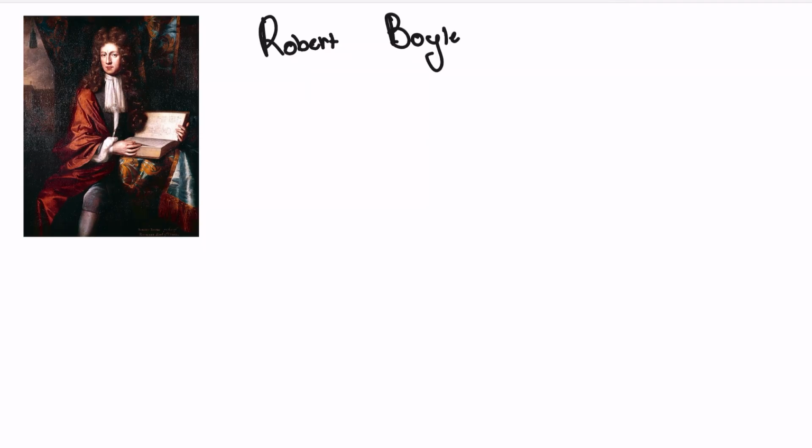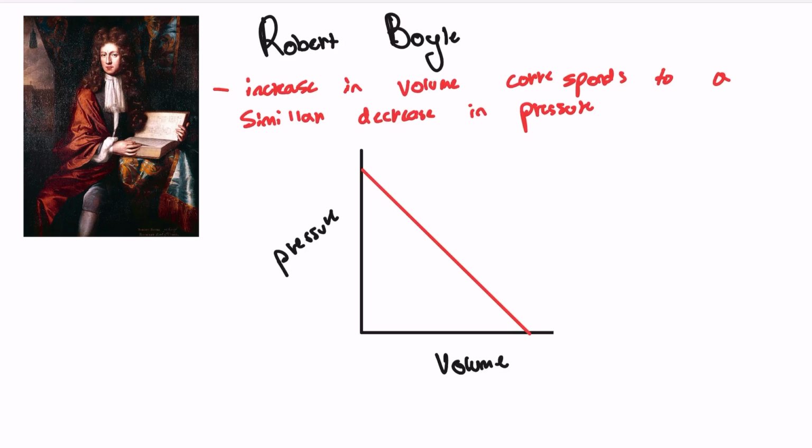It first started with Robert Boyle in the 1600s. He found an interesting relationship between the pressure of a gas and its volume. Specifically, he discovered that as the volume of a gas increased, its pressure decreased, and that this happened in a 1-to-1 ratio. This ratio is shown by the chart that I've drawn here.